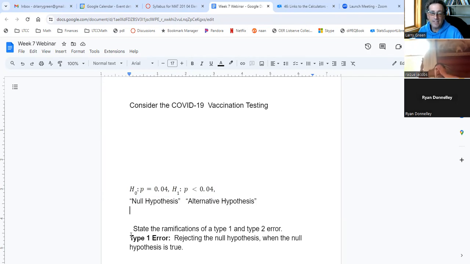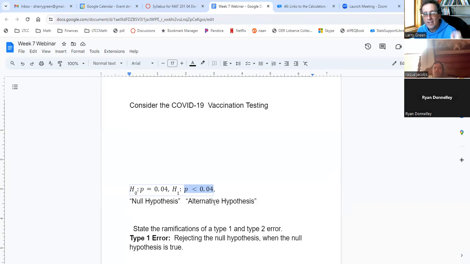So let me give you the definition first. Type 1 error means that you reject the null hypothesis when the null hypothesis is true. So if you reject the null hypothesis, that means the FDA is going to say that it's not true that P equals 0.04, and it is true that P is less than 0.04. So rejecting the null hypothesis, the next step is you conclude that the alternative hypothesis is true. Okay? So that means they concluded that P is less than 0.04, but the null hypothesis was true, P was equal to 0.04.